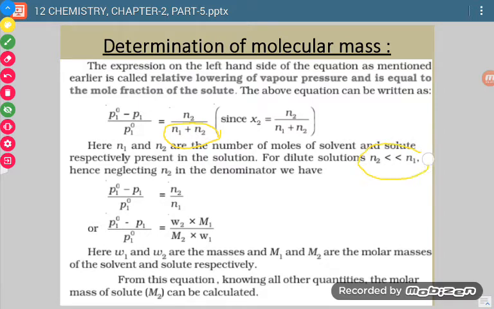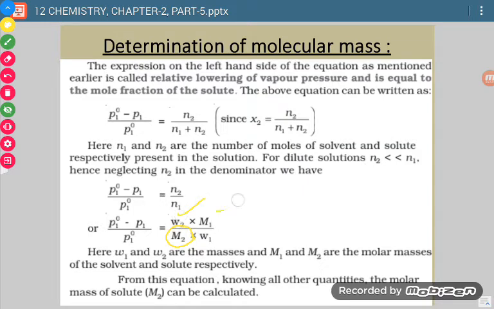Because the number of moles of solute is very small compared to the number of moles of solvent. So now when we put in the values, n2 is equal to w2 over M2 and n1 is w1 over M1. So this is what we get, and this is the relation which will be used for calculating the molecular mass of solute. M2 is the molecular mass of solute. The rest of the things will be known. This is to be calculated.